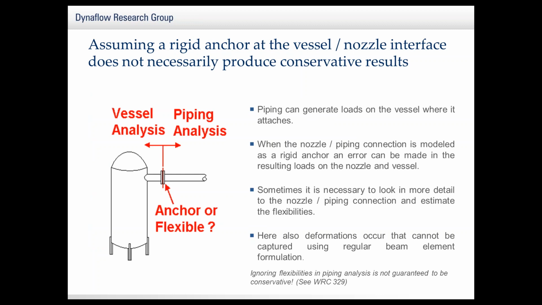What's often done in piping stress analysis is that the intersection or the connection to a vessel is considered an anchor. It could be conservative, but it's not necessarily conservative. You should assess and make sure that you are not being too optimistic or producing unconservative results. And by including the flexibilities, you more accurately mimic the real situation, so you'll be closer to the truth.